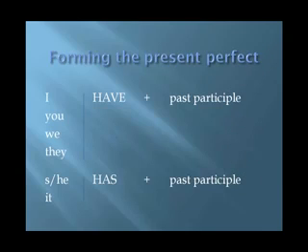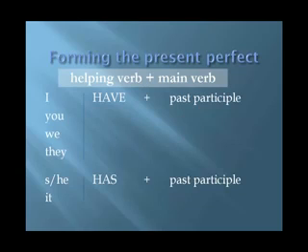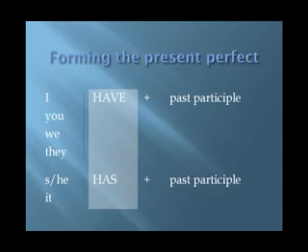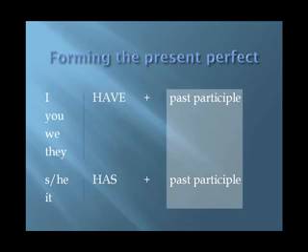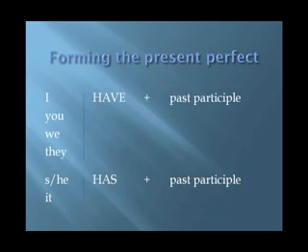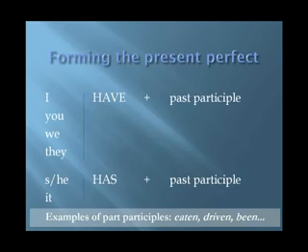Let's talk about forming this verb tense. The present perfect requires 2 verbs, a helping verb and a main verb. Our helping verb will be either have or has. The main verb will be a past participle. That's the 3rd form of a verb. For example, eaten for eat, driven for drive, been for be, and so on.